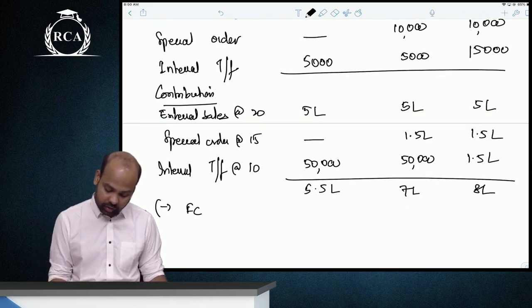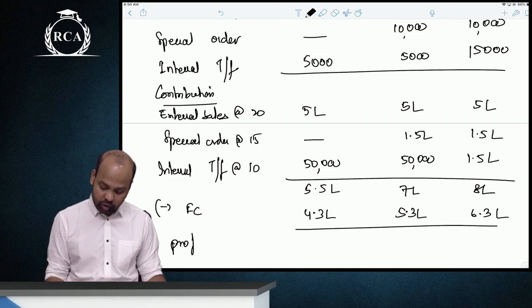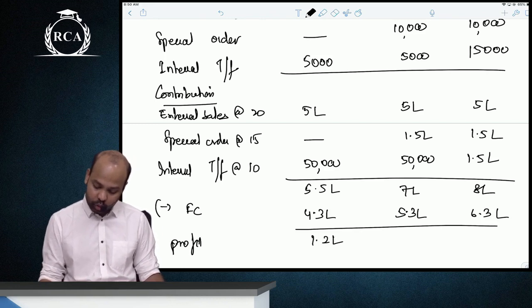You talk about fixed costs. Here it is going to be 4 lakh 30. Here it is increasing by 1 lakh. Here it is increasing by another 1 lakh. The amount of profit here is 1.2 lakhs. Here it is 1.7 lakhs, 1.7 lakhs.